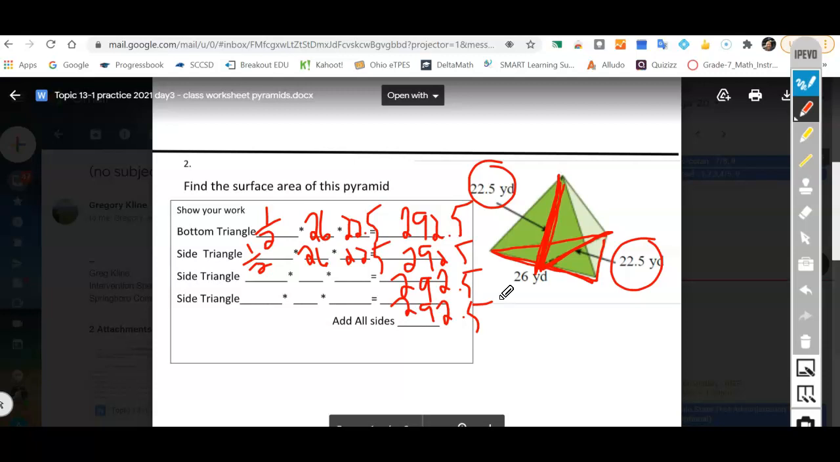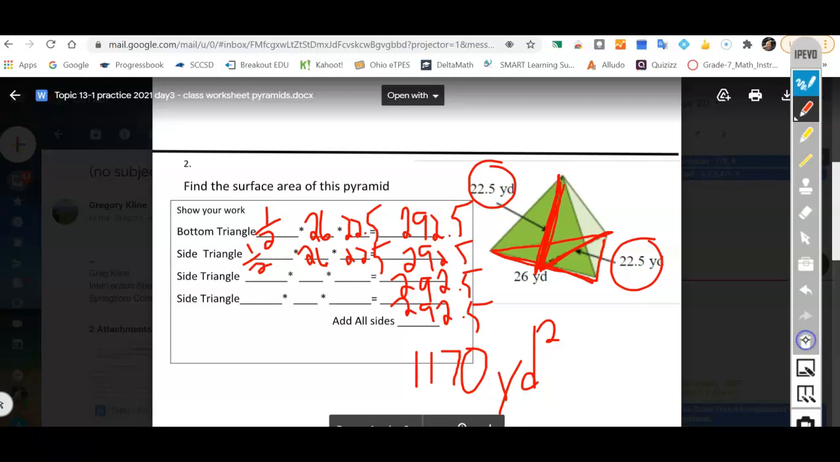So in this case, since my bottom triangle is the same as my side triangles, I could have just done 292.5 times 4, couldn't I? Otherwise, if they were different, I'd have to add them up. What do I get when I put them all together then, Amir? You said 1,170 square yards. Make sense?